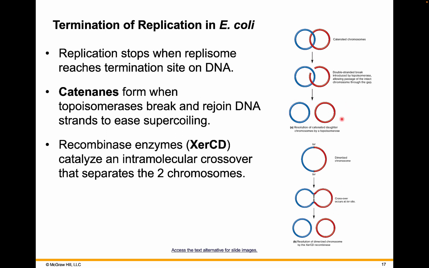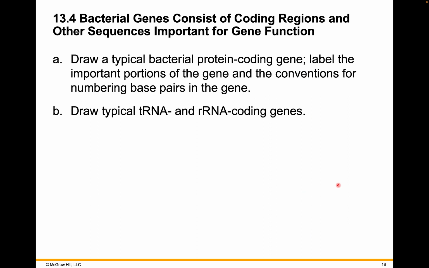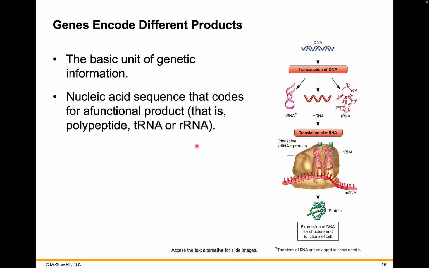The catenanes are basically separated by topoisomerases, where dimerized chromosomes are separated by the XerCD recombinase enzymes. So after that, we are looking at the bacterial genes, what the different types of genes are, and what the different coding regions and important sequences are.